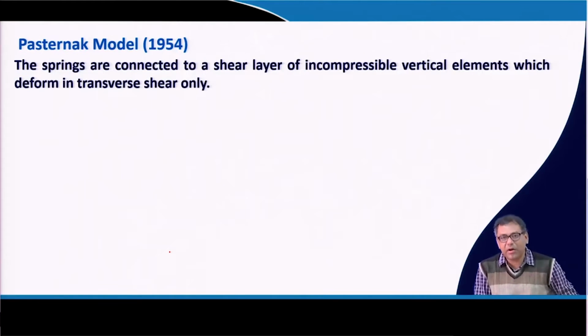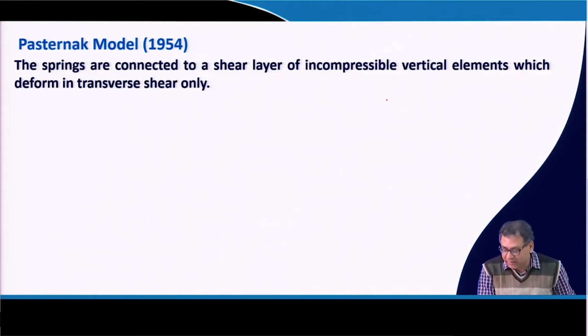Because in the initial models, the first or the second model, that is the Filonenko-Borodich model, the determination of this T is very confusing, that which value we will consider for T. Okay. So, to represent the real soil condition, this model is more suitable. Okay, or it can be applicable for this real life problem also.